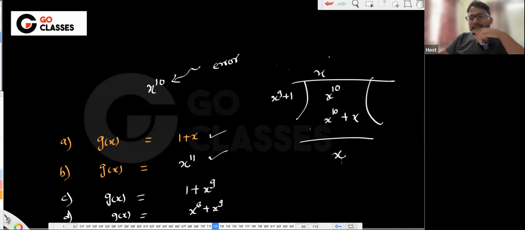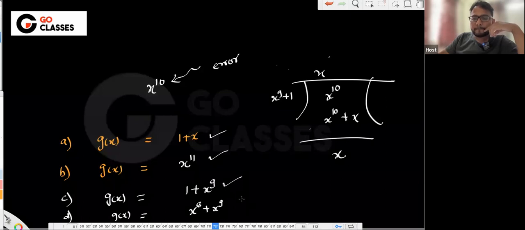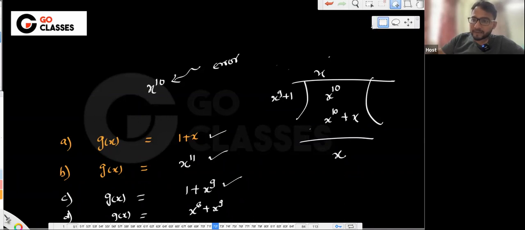Yeah, so you got x as a remainder. It is not able to divide, right? That's why it is also an answer. Okay, let's just check whether x power 8 plus x power 9 can divide this.